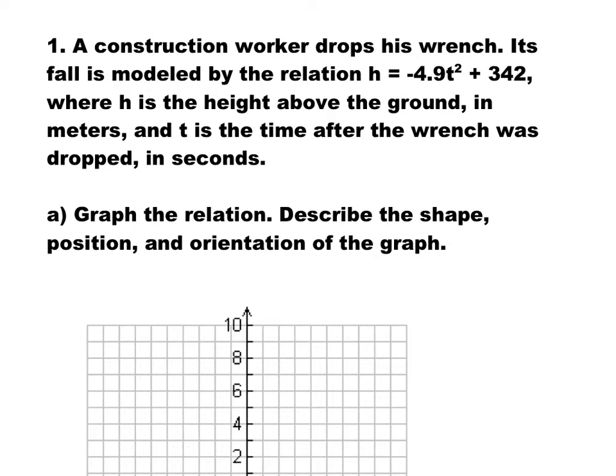In this video, we are going to put all those things that we learned in this unit together and do some application problems. The first one is about a construction worker who drops his wrench. Its fall is modeled by the relationship given here, where h is the height above the ground in meters and t is the time after the wrench was dropped in seconds. We are supposed to describe the shape, position, and orientation of the graph.